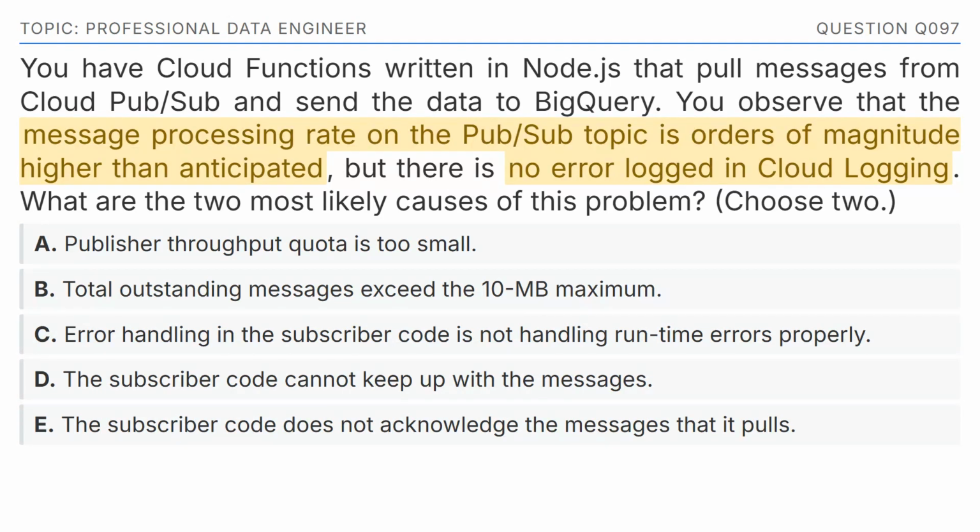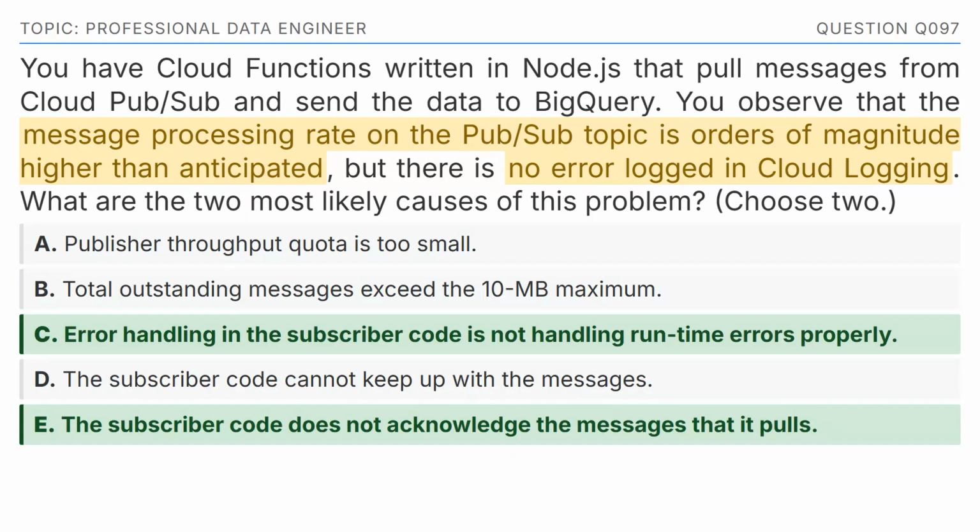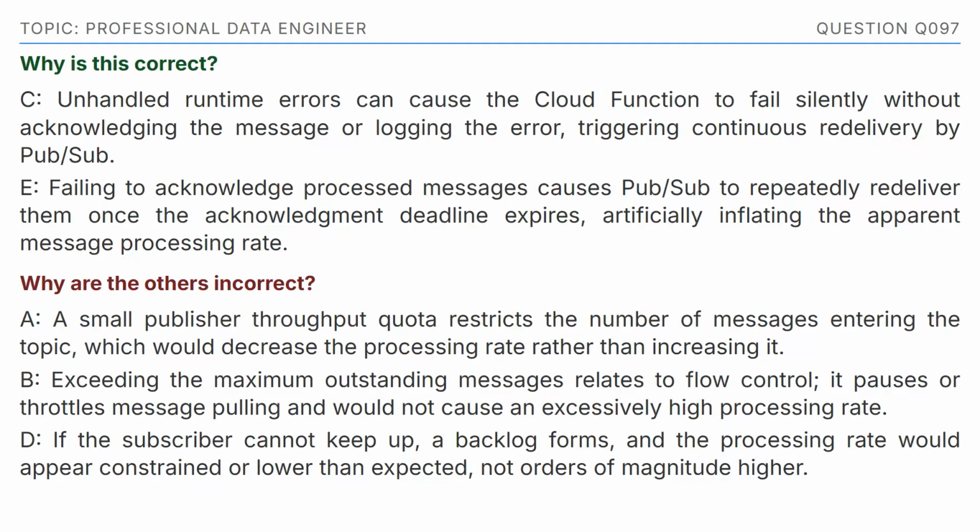To arrive at the correct answer, we focus on the keywords. Message processing rate on the Pub/Sub topic is orders of magnitude higher than anticipated. No error logged in Cloud logging. The correct answers are option C, error handling in the subscriber code is not handling runtime errors properly. And option E, the subscriber code does not acknowledge the messages that it pulls. Why is this correct?